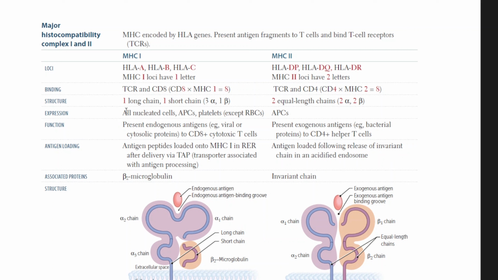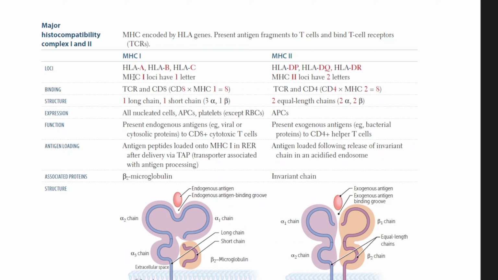Its expression is in all nucleated cells, antigen presenting cells, and platelets. The only exception is the red blood cells, so they are not present in the red blood cells. This means antigen presenting cells.